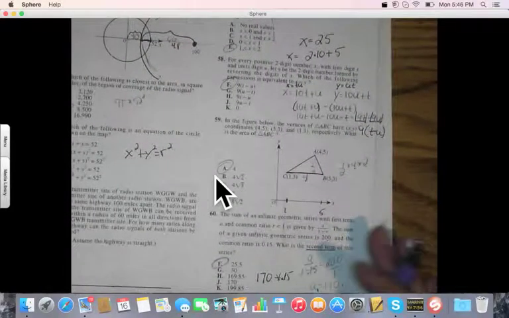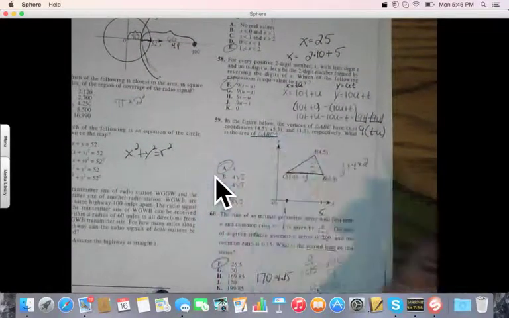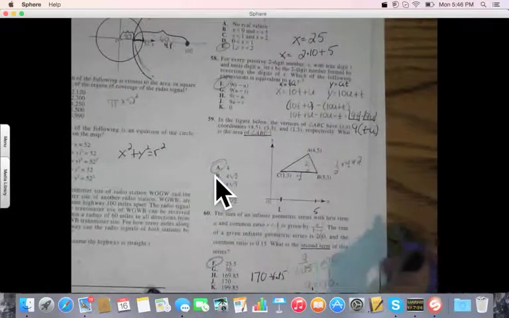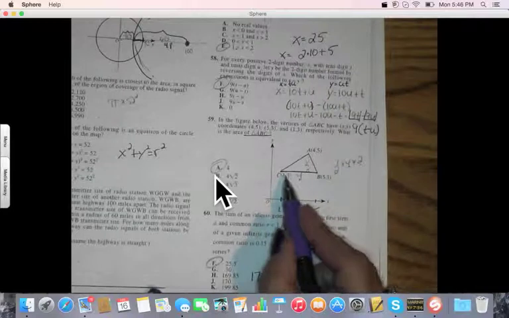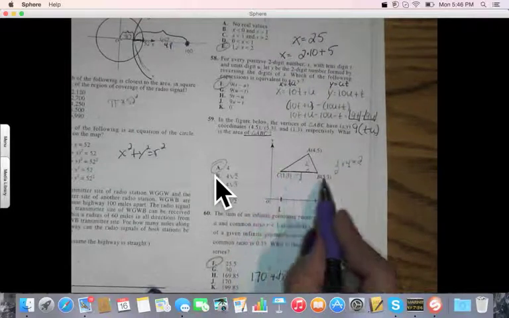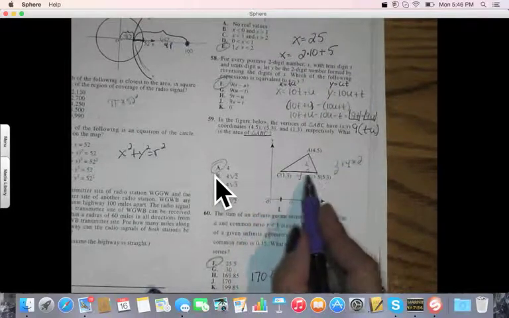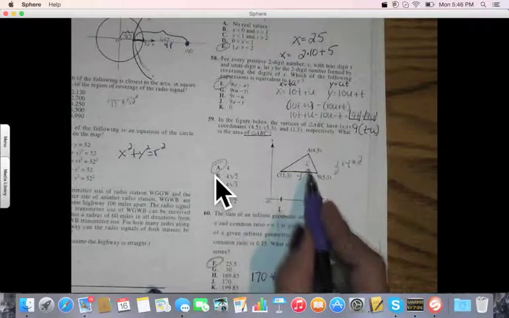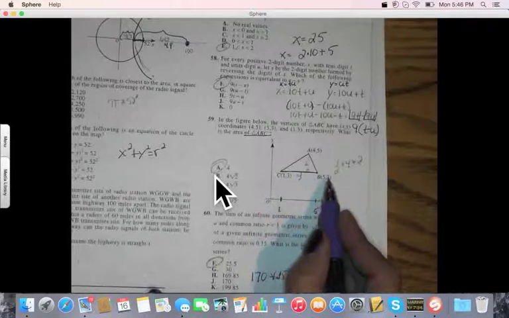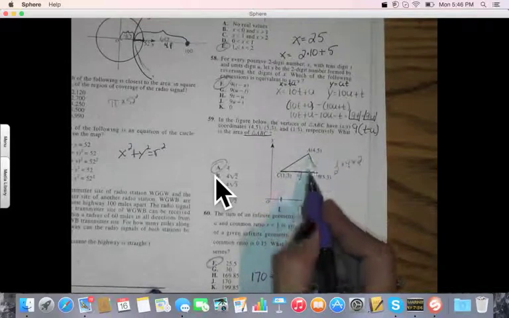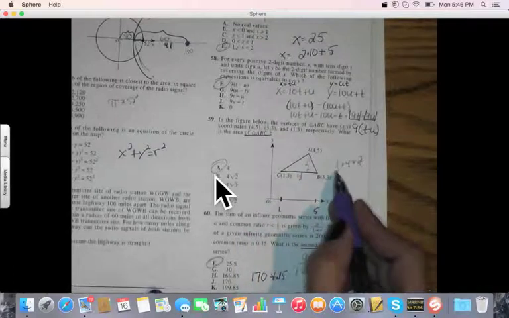Number 59, we want the area of a triangle. This is an easy one to end with, or near the end. Area of a triangle is 1/2 base times height. Using the coordinates, this is at 1. This is down at 5. That's a distance of 4, so my base is 4. The height, I just need to know how far up A is from this line. If these are at a y value of 3 and A is up at 5, I know that's a vertical distance of 2. So it's 1/2 times 4 times 2.